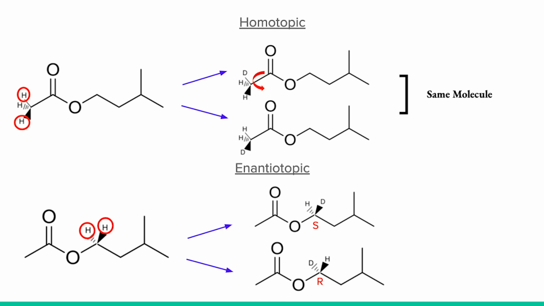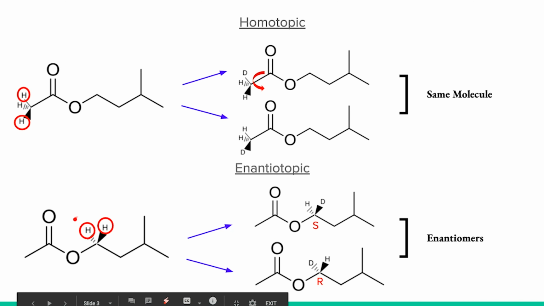and since we place a deuterium on the wedge on one molecule and the deuterium on the dash on the other molecule, they have different stereocenters. One is S and one is R, so these are considered enantiomers of each other. Therefore, the two hydrogens that we examined at the beginning are enantiotopic hydrogens.